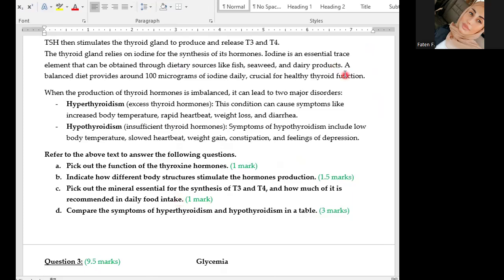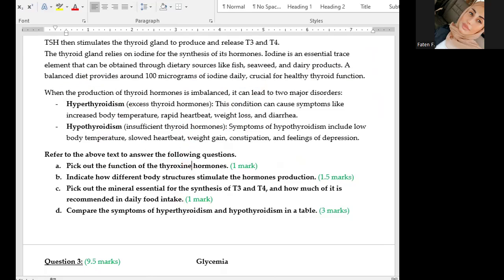This is healthy thyroid function. When there is unhealthy or abnormal thyroid function, meaning the production of T3 and T4 is imbalanced, I have two major disorders: hyperthyroidism, when there are excess thyroid hormones, and hypothyroidism, when there are not enough thyroid hormones. First, I will read them in a few.